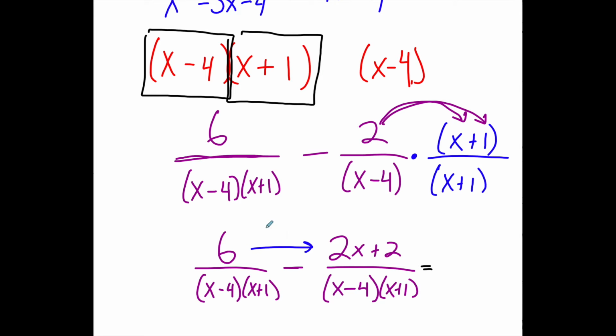So we have no x's on the left. We have 2 x's on the right. So 0 x's minus 2 x's gives me negative 2 x's. And then 6 minus 2 gives me 4. Another hack you can do, you can make this addition, and then you can flip all the signs. That will give you the same answer. Okay, this over x minus 4, x plus 1.